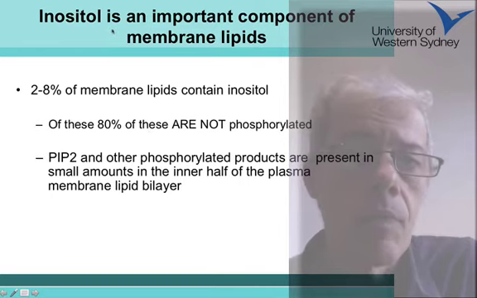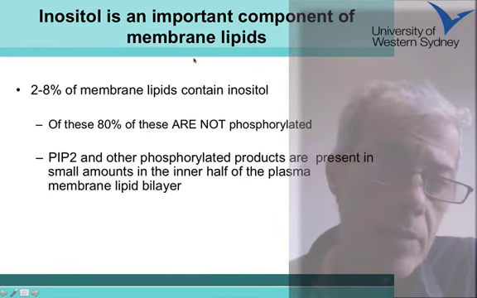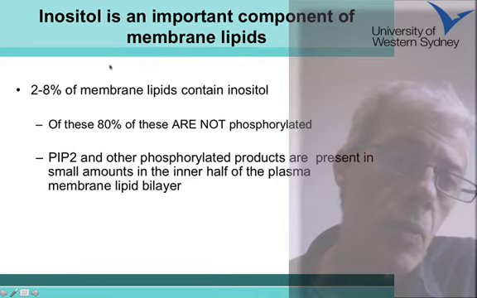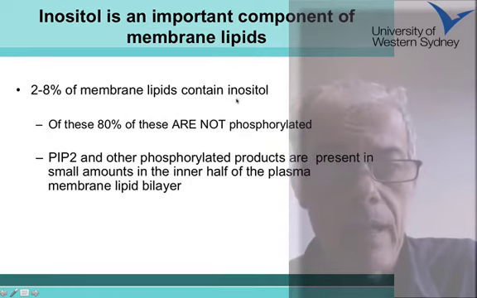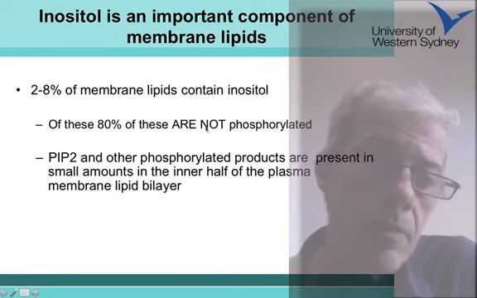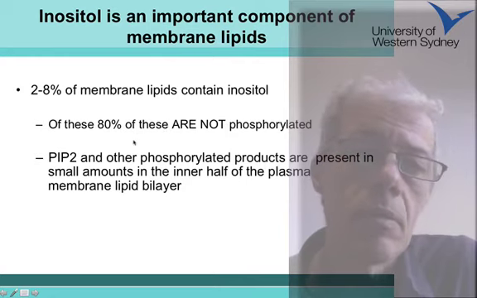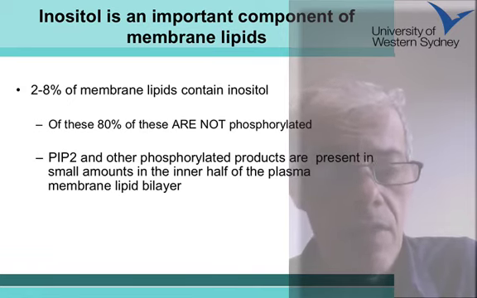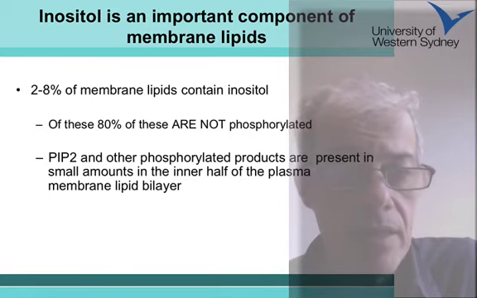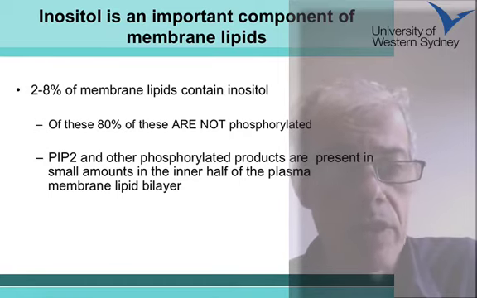Now, inositol is an important component of the membrane lipids, but you should be aware that only a small proportion of membrane lipids actually contain an inositol. And the majority of these inositol-containing membrane lipids are not phosphorylated. So effectively, the phosphorylated inositol-containing lipids are present in a very small amount. And it's these particular lipids that are the substrate for phospholipase C, and that can give rise to second messengers.